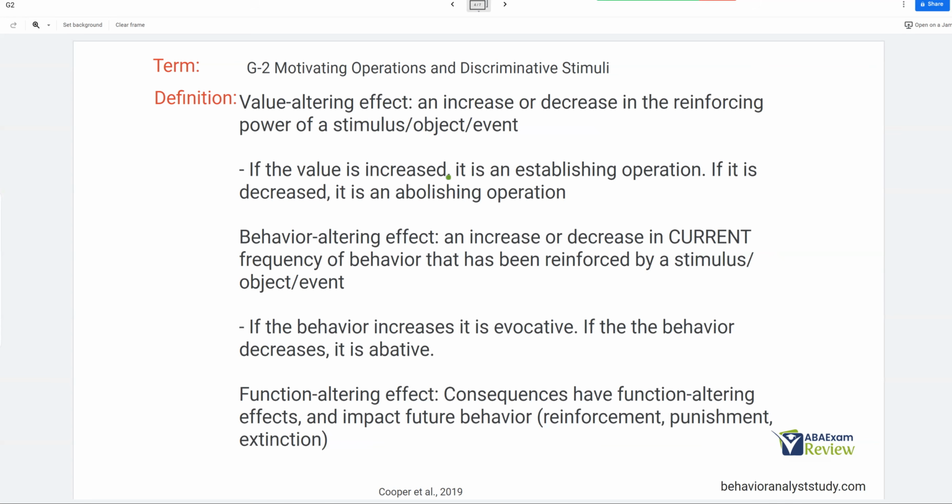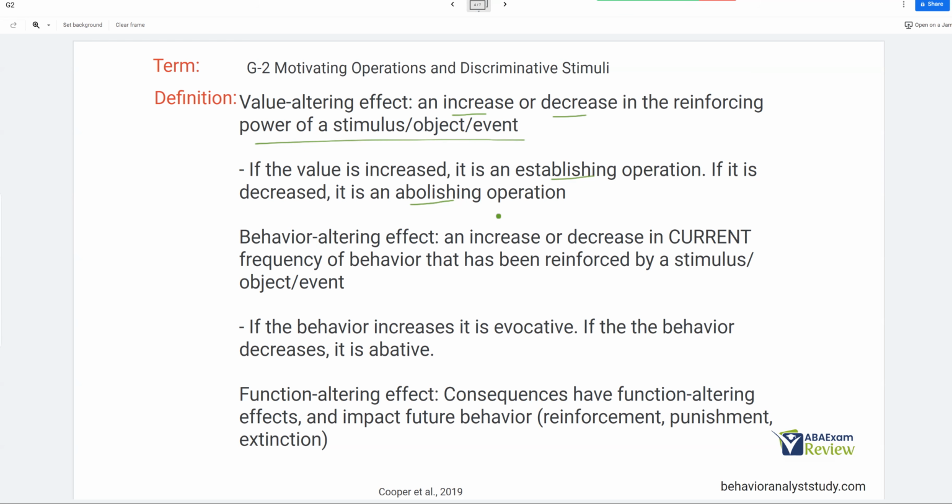Now, when we talk about value altering, we're talking specifically about the consequence. So in other words, are we increasing or decreasing the power of the stimulus object or event? And typically you're going to do that through satiation or deprivation. If I deprive you of your cell phone for 8 hours, think about how valuable access to that cell phone becomes. If I satiate you on, say, alcohol because we went out last night, think about how much value alcohol loses the next day. That's the idea behind these value altering and establishing and abolishing effects.